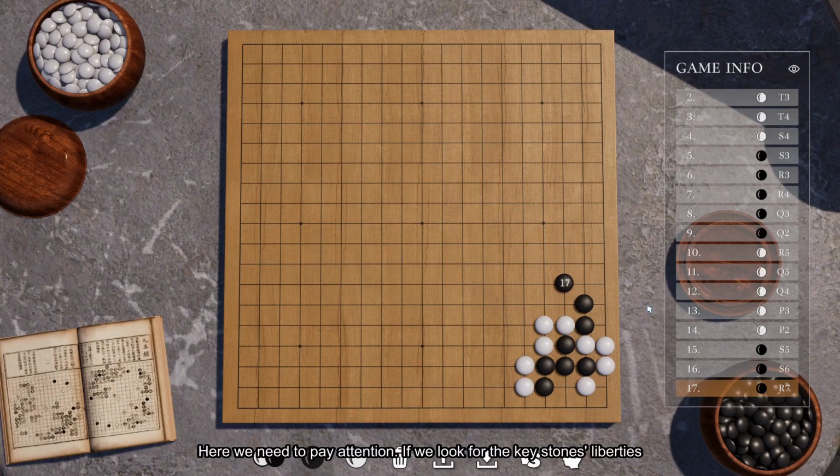Here, we need to pay attention if we look for the keystone's liberties. We will find that these three white stones are all closely connected to black, so they are all keystones. And these three white stones only have two liberties, while this single white stone has three. So this situation tests our ability to find the crucial method for taking away liberties.